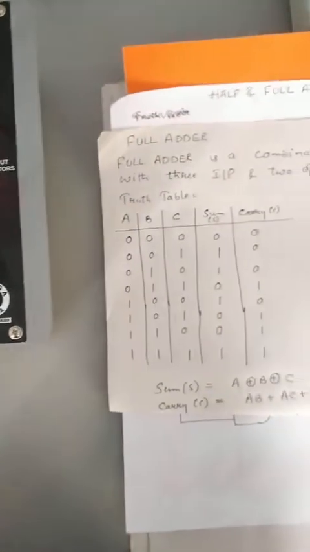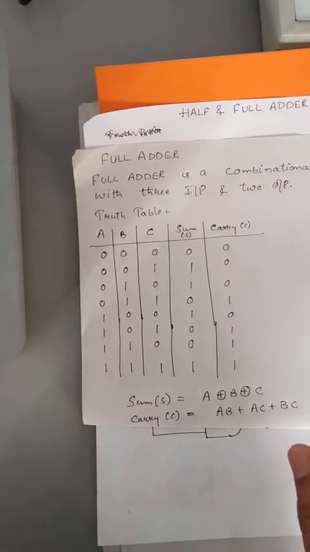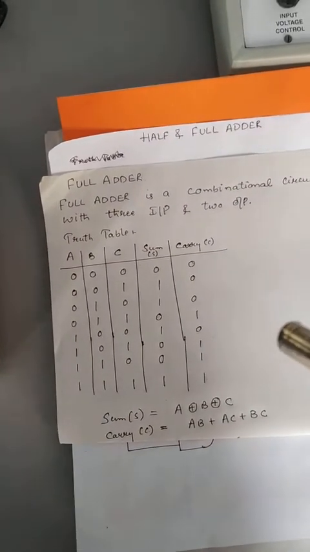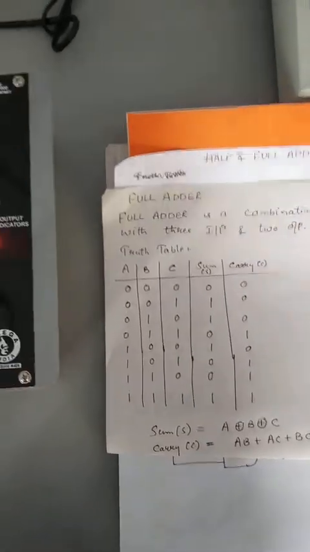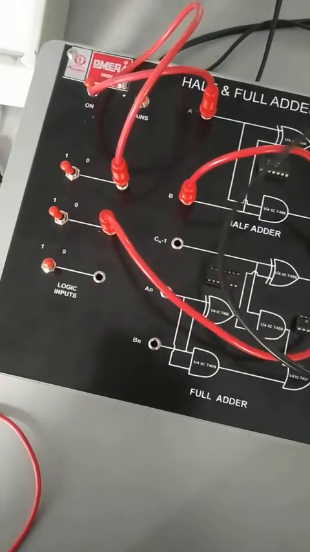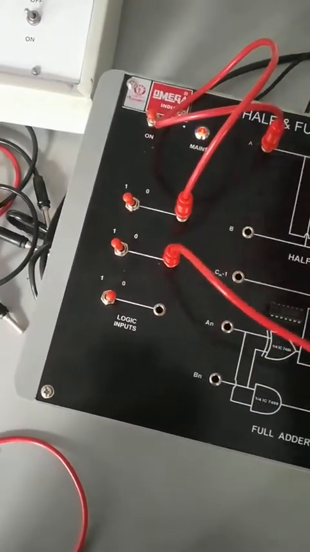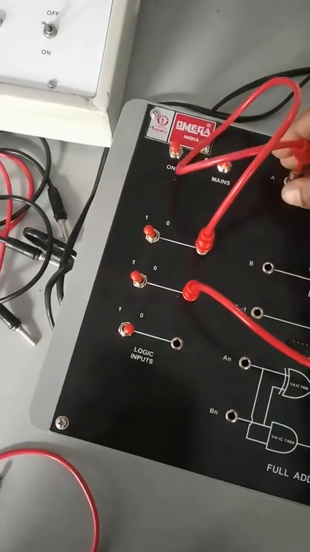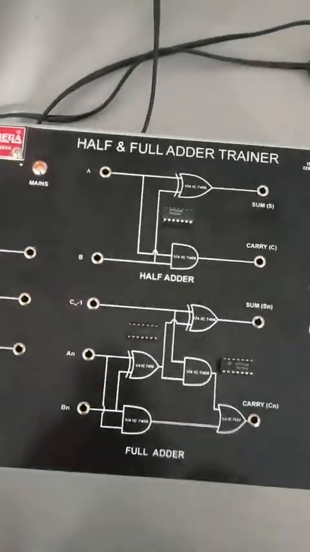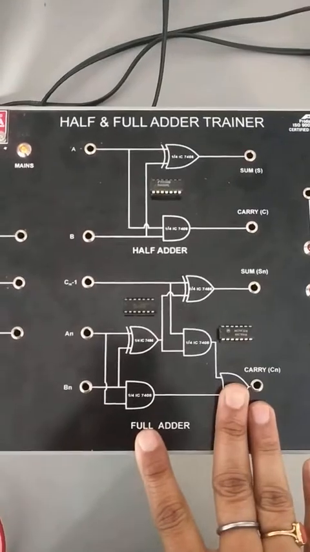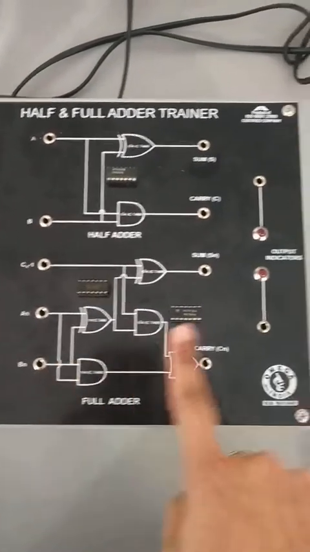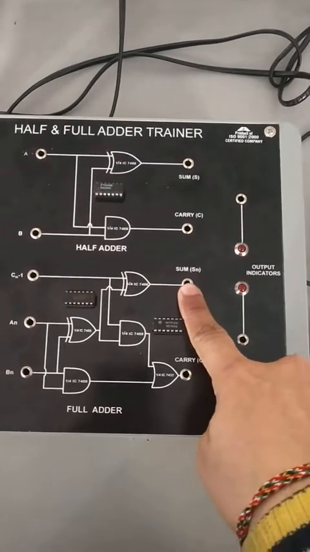This is simply a truth table for your full adder. For a full adder you have 3 inputs and 2 outputs. Again, I am connecting these connecting wires to a full adder circuit. I first disassemble this. Now this will be a full adder circuit. These are the inputs for the full adder circuit, and these are the outputs, that will be the sum and the carry.